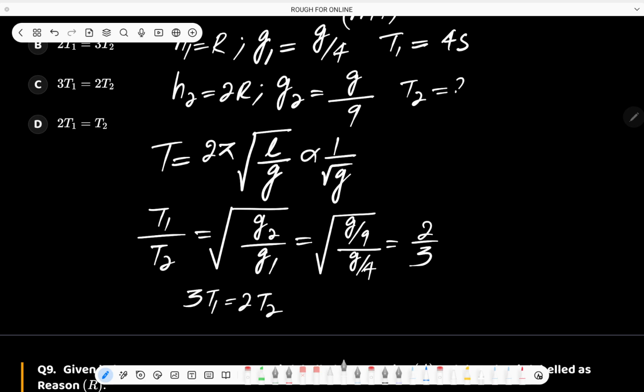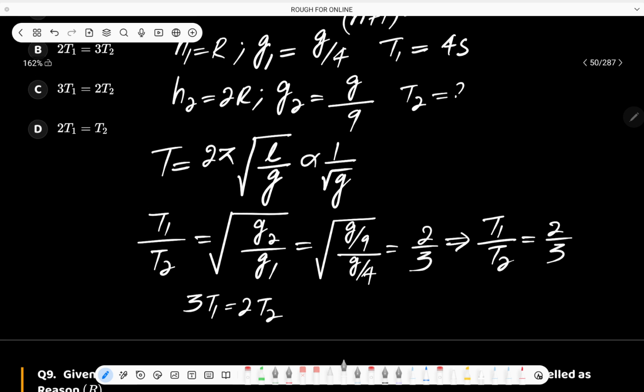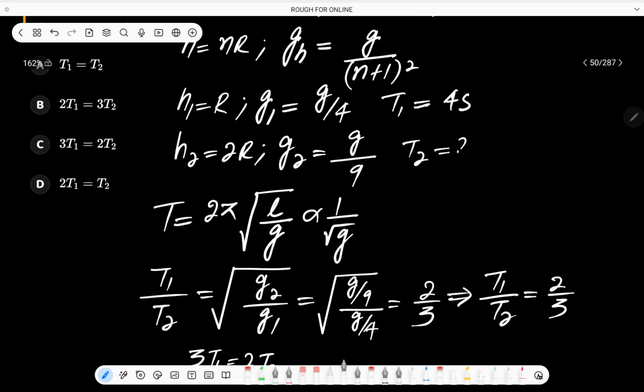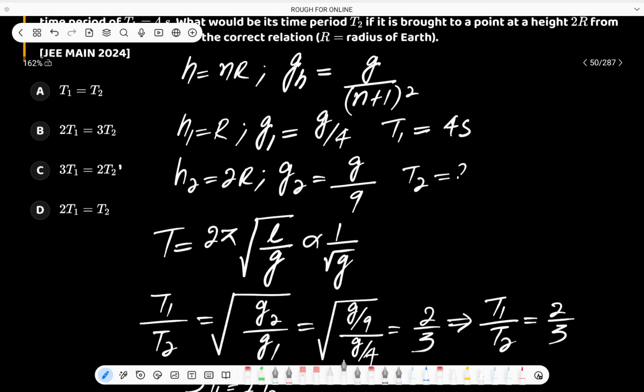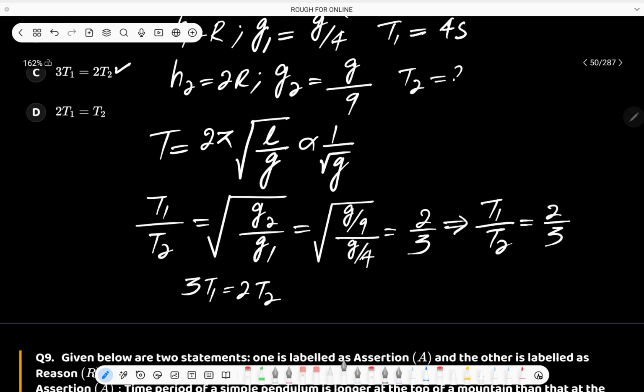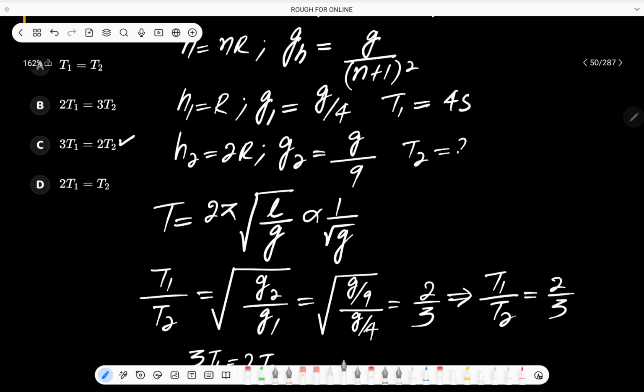Because this equation implies that t1 by t2 is exactly equal to 2 by 3, that means 3t1 equals 2t2. So this is the answer to this question, that is option number C. I hope this is clear to you.